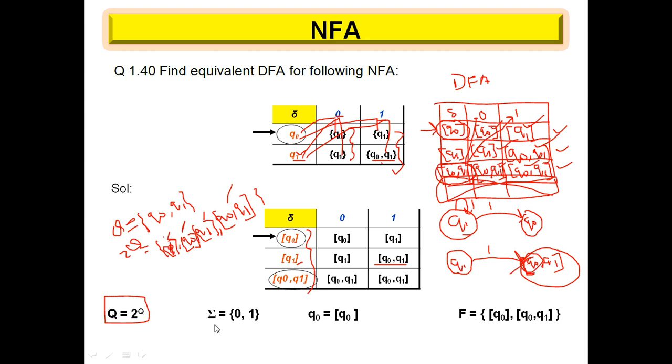Okay, so the input is what? We have 0, 1. The initial state is what? This is Q0. It is clearly visible. With this arrow we can define this as the initial state, and in the final states we have Q0 and Q1. So this is the way we are going to convert this NFA into DFA.